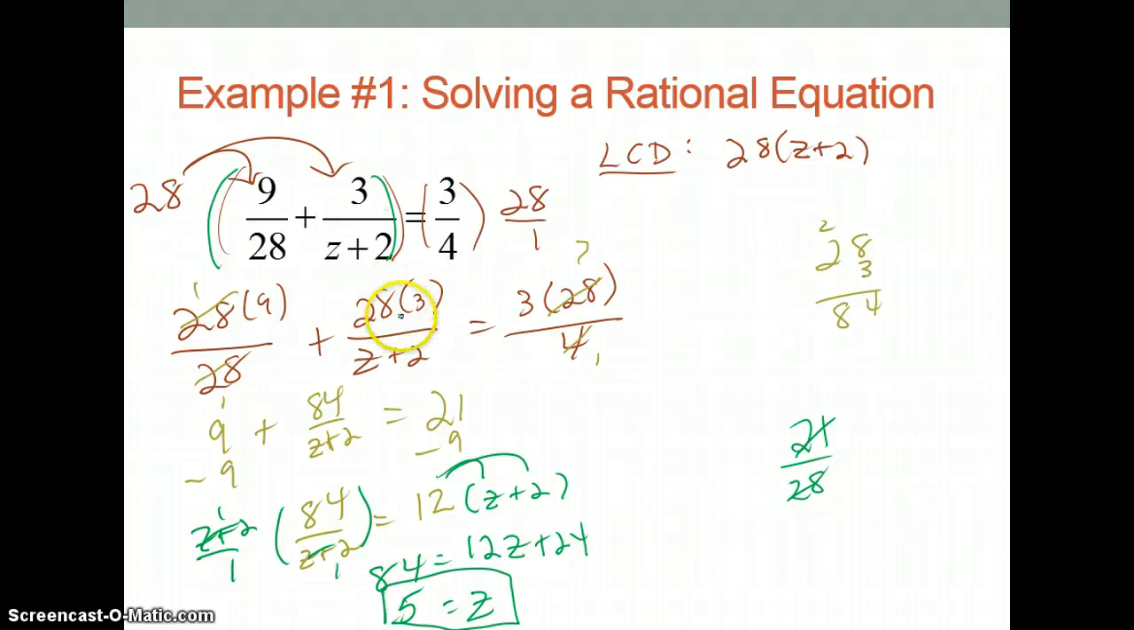Another way you could have done this is initially multiplying both sides by this. I would be careful and make sure that you cancel what you can cancel, and that you're really careful if you choose that route. I personally like this route much better.